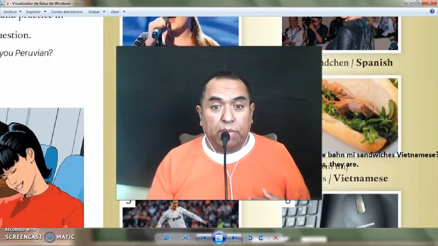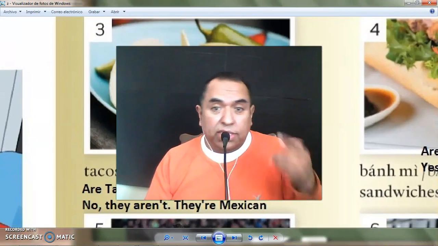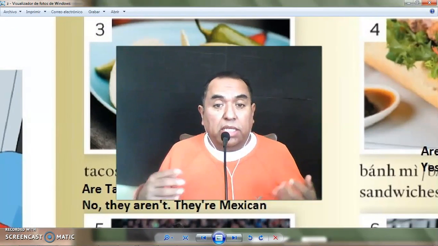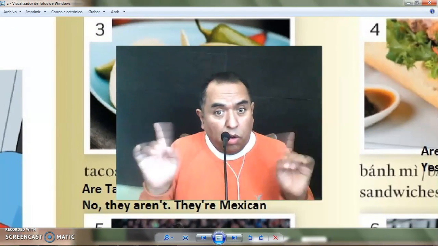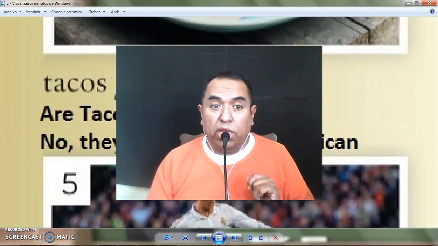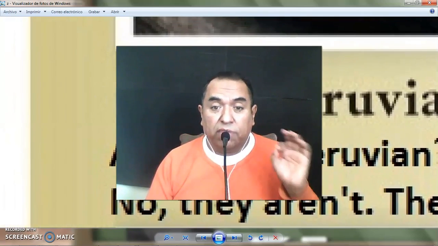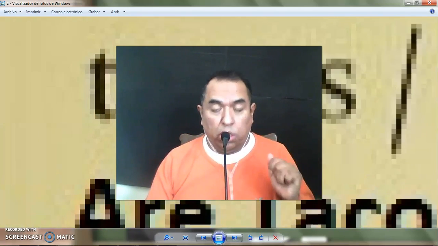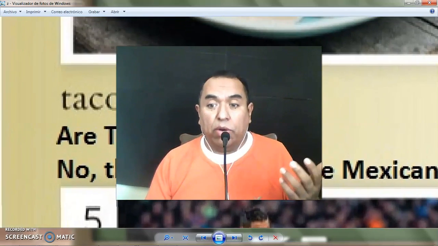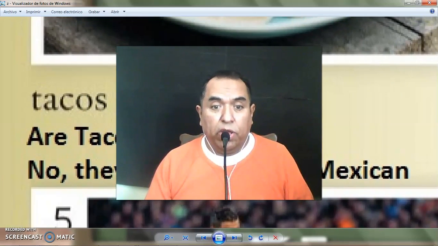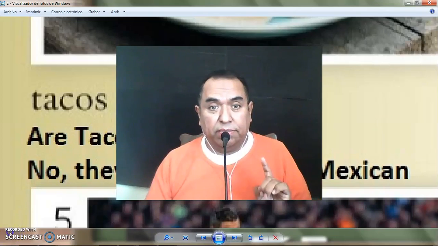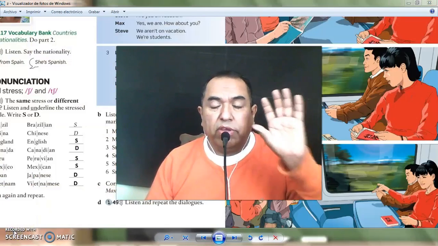We have here the example of the tacos. Tacos is a thing. So probably you can think, like it happened in class, that it should be it. No, it's not it, because the word is in plural. It is asking for tacos, more than one. If there are more than one, then the pronoun is the pronoun they. Are tacos Peruvian? No, they aren't. They're Mexican.